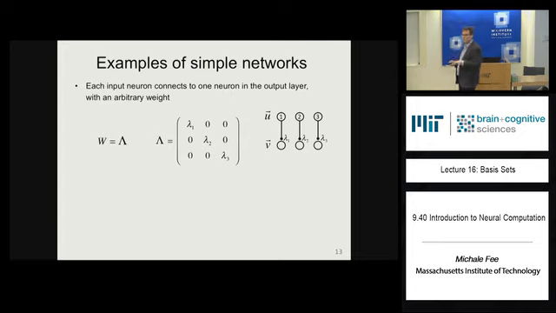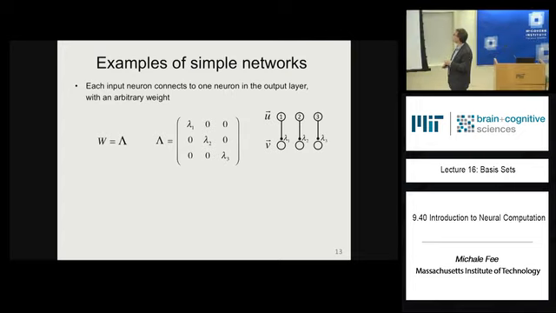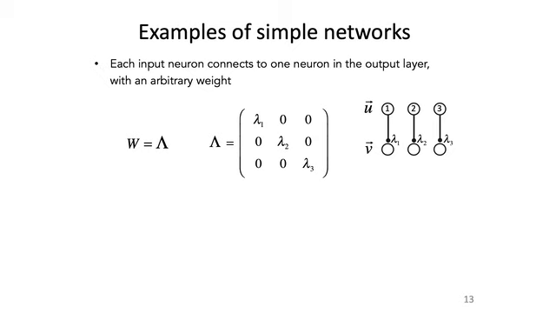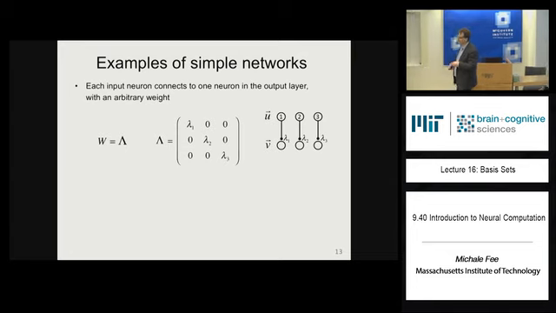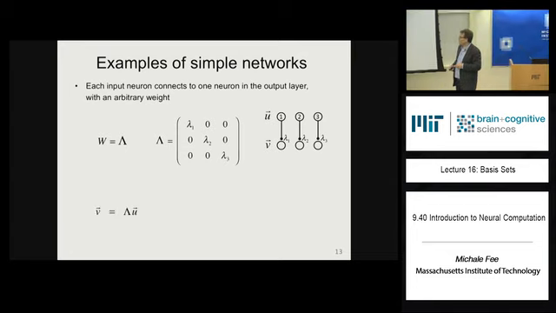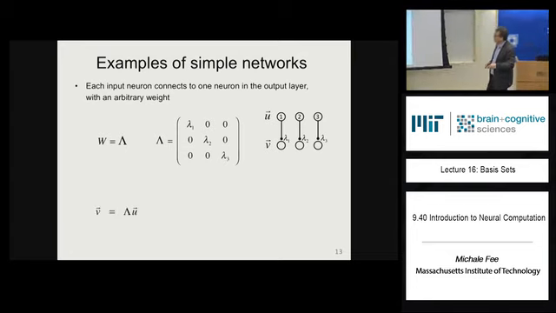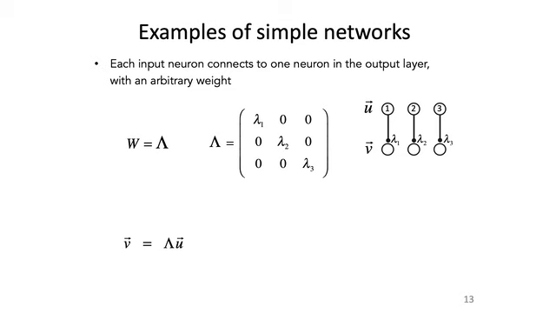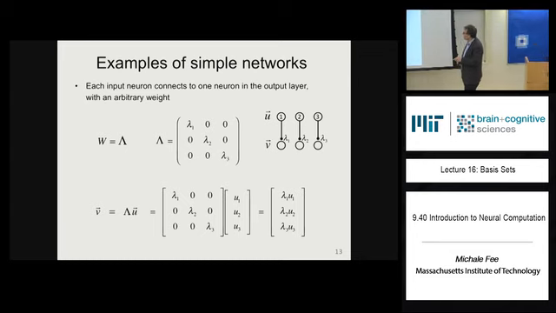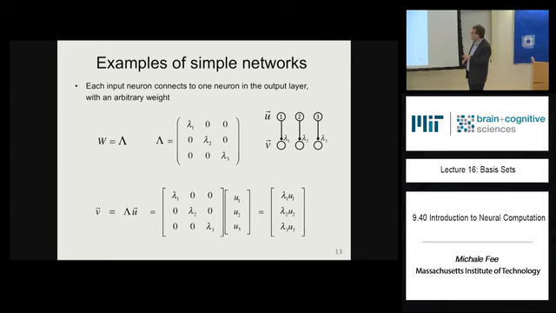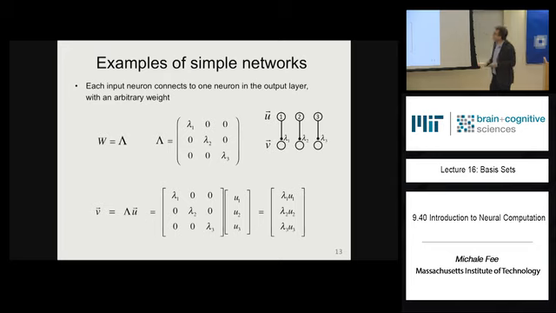They're not all just equal to 1, but they're scaled by some constant, lambda 1, lambda 2, and lambda 3. The weight matrix looks like this. It's a diagonal matrix where each of those weights is on the diagonal. And in that case, you can see that the output firing rate is just this diagonal matrix times the input firing rate. So the output firing rate is just the input firing rate where each component of the input firing rate is scaled by some constant. Okay? All right, pretty straightforward.